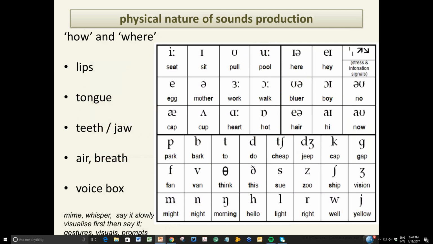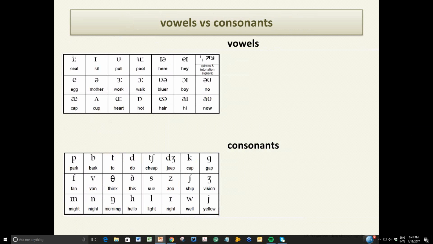By the way, in the top right-hand corner, I'm not going to be dealing with those symbols there, the primary and secondary stress and the arrows used to indicate intonation. So let's move on and just have an overview of the chart and the vowel sounds versus the consonant sounds. So you can see the top, the vowels, the bottom, the consonants. And once you understand the chart and how it's organised, I've always found it really useful just as an anchor, a reminder to help me when I'm planning or in the learning space.